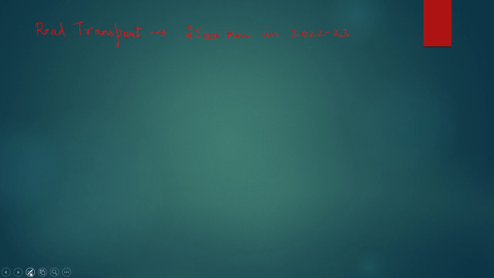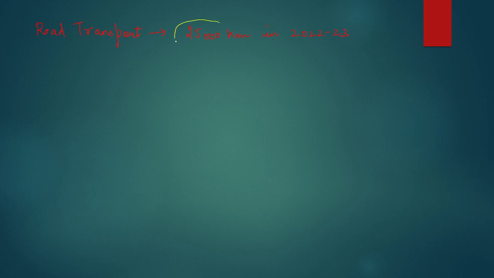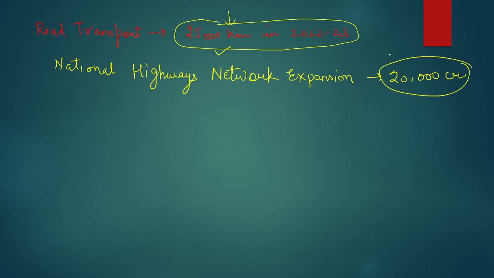All right, let me change the color. I think it is not very much visible to all of you. All right, so what is the road transport target? It will be expanded to 25,000 kilometers in 2022-23. Apart from this, for this national highways network expansion, how much allocation would be given by the government? It would be 20,000 crore. All right, how much allocation would be there? It would be 20,000 crore. Very important for your examination.